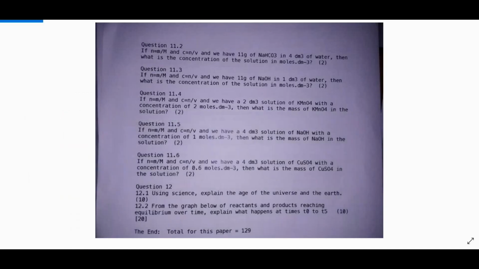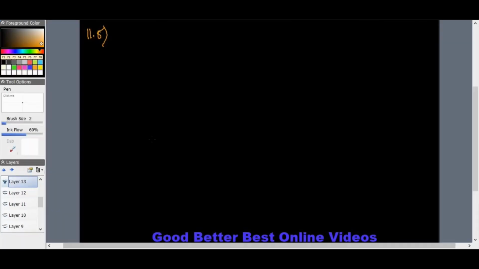11.5. 11.6 is the same nature, it's just different numbers and different substance. 11.5 now says they give us 4 decimeters cubed of sodium hydroxide with a concentration now of 1 mole per decimeter cubed. What is the mass of sodium hydroxide?